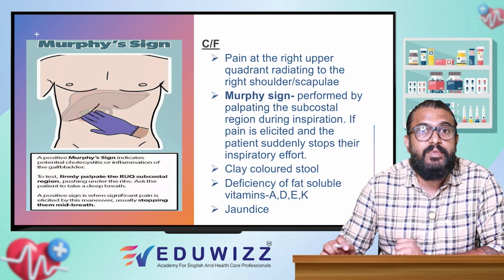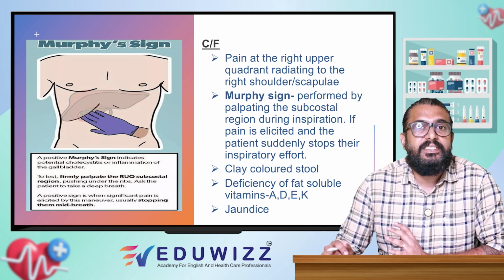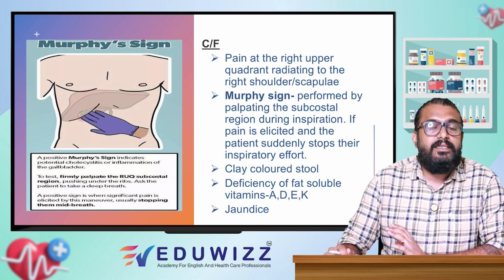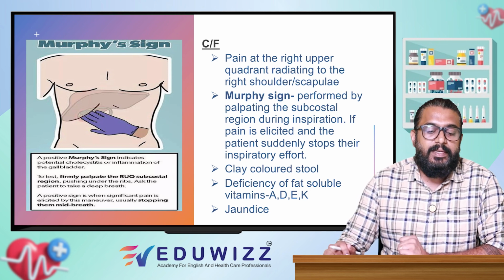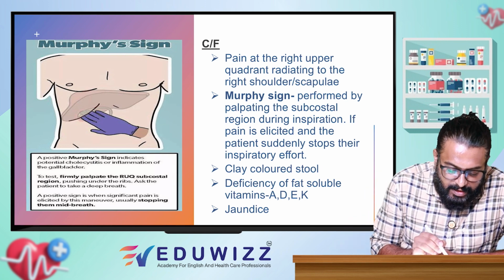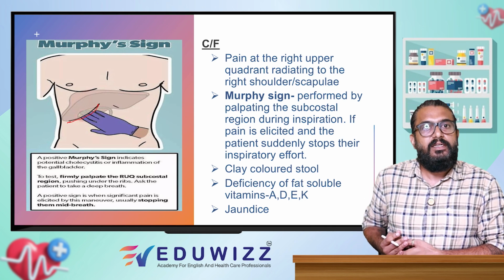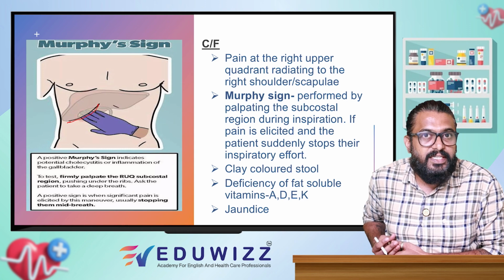And second, importantly, Murphy sign. Murphy sign means the patient will have severe hypersensitivity and breathing difficulty when palpated at the subcostal region at the right upper quadrant. Subcostal region means, this black color, this is the costal ribs. Subcostal region means below the ribs, where the gallbladder is located, which is the right upper quadrant.